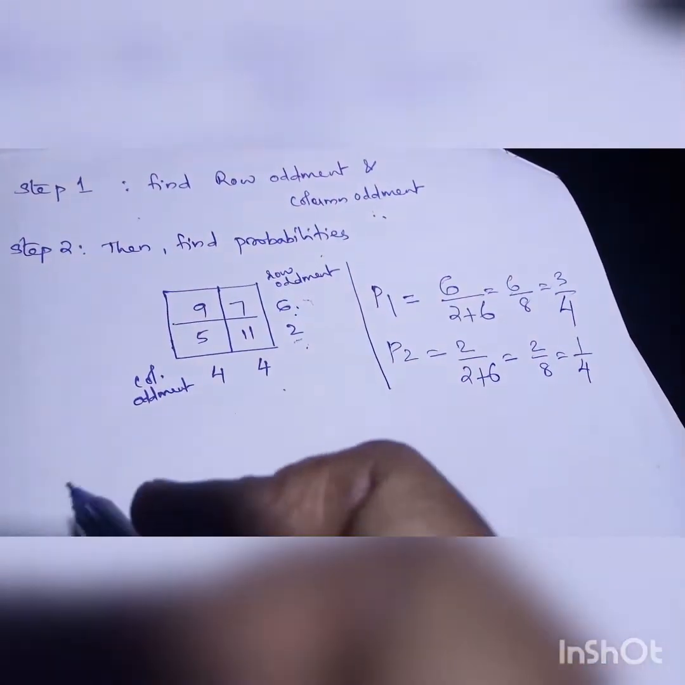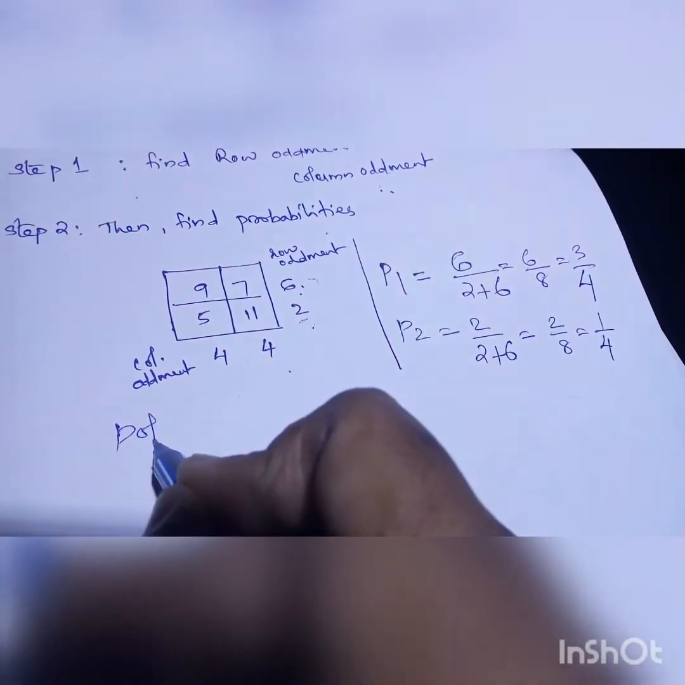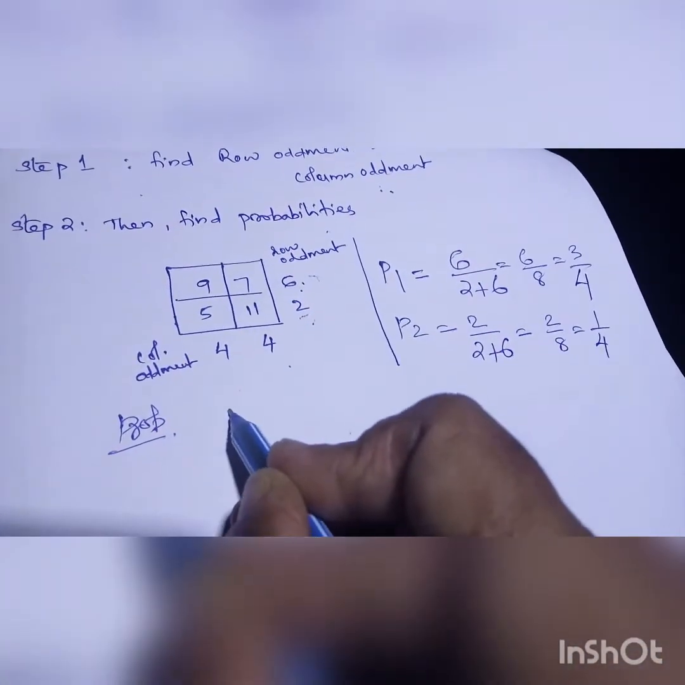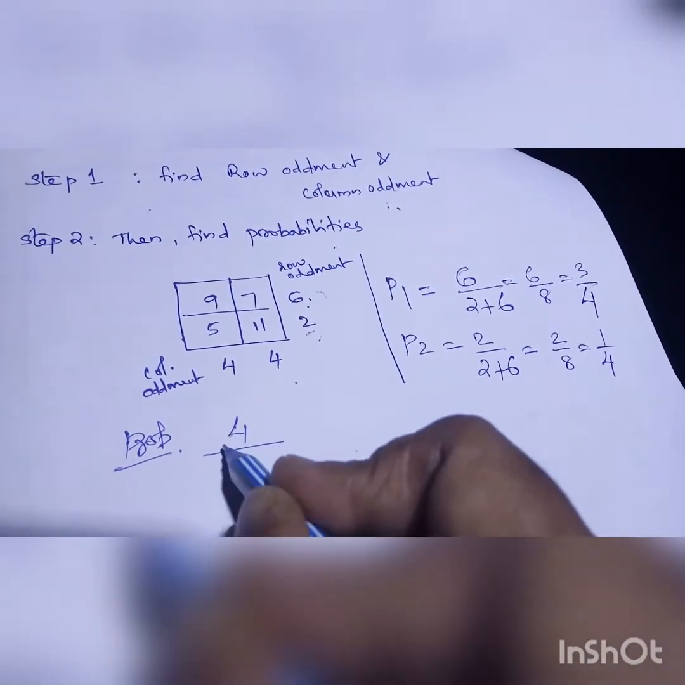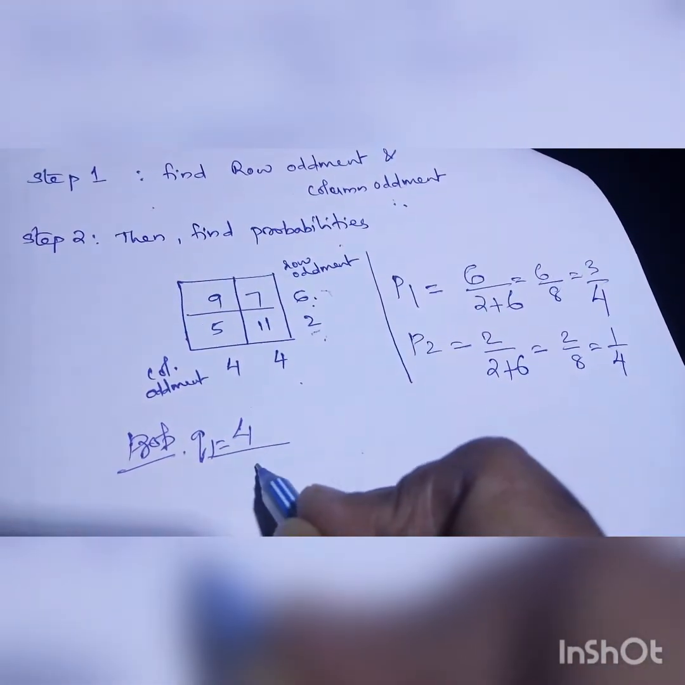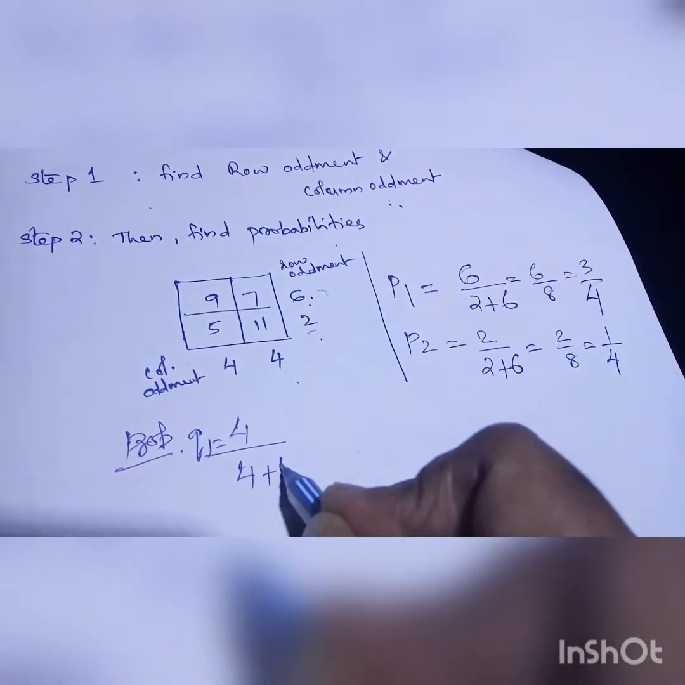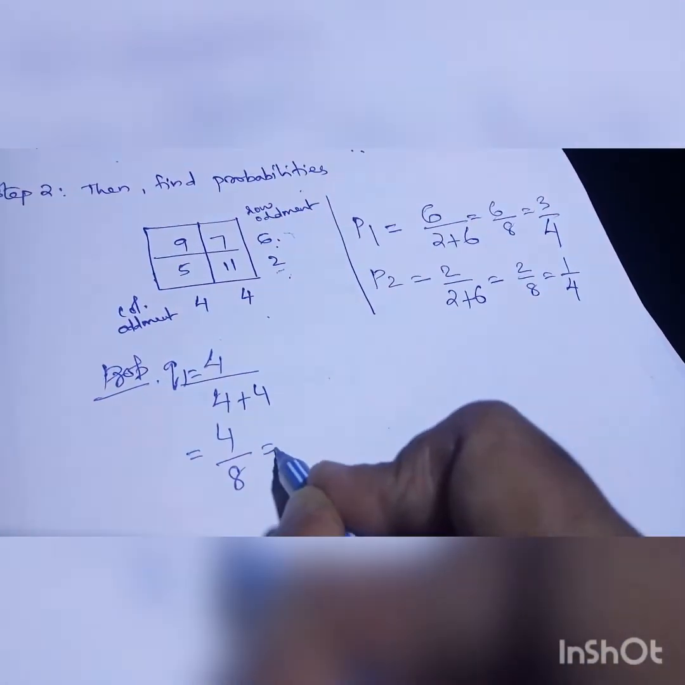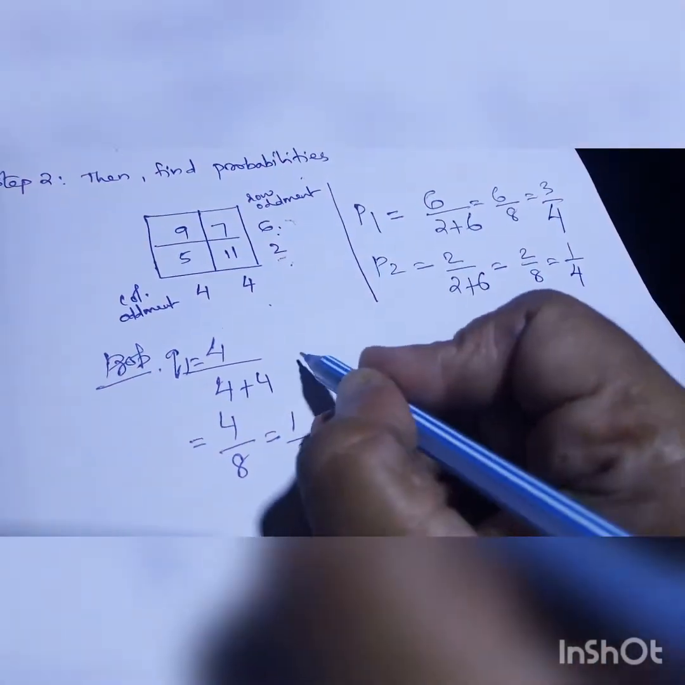Right, now you find the column probabilities. For finding the column probabilities, again 4 by the first value, that is Q1. Q1 is equal to 4 by 4 plus 4, which is 4 by 8, and that is equal to 1 by 2.